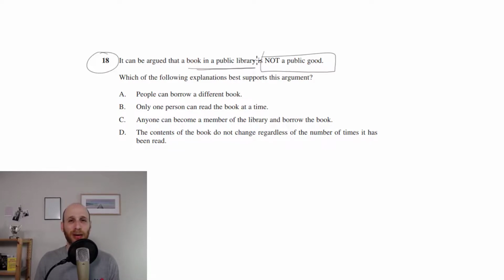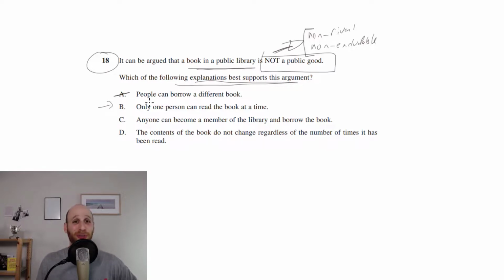Okay, so if we think about a public good, a true public good has characteristics of being non-rival and non-excludable. So which of the following best supports this argument that it is not both non-rival and non-excludable? Well, people can borrow a different book. It's not really helping us.